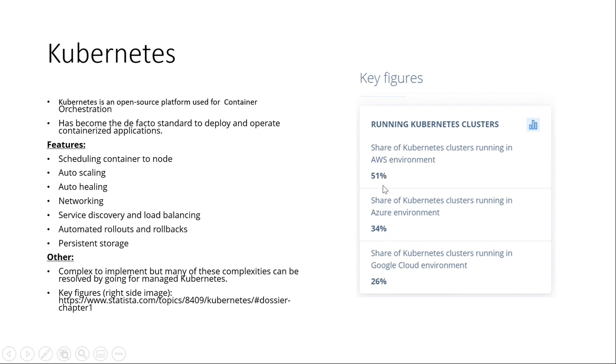If you see the market share, I got this from this URL. I will paste the link as well. Around 51% is in AWS, 34% in Azure, and around 26% in Google Cloud. Other than this, Oracle Cloud and other providers also offer Kubernetes services. Maybe I will try to provide a detailed description on managed Kubernetes later on.